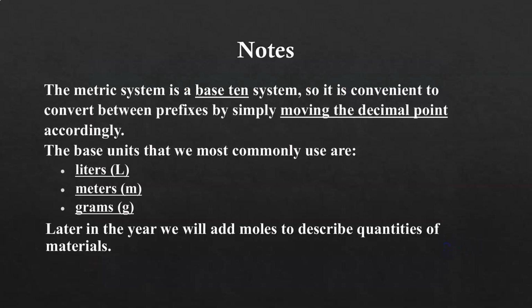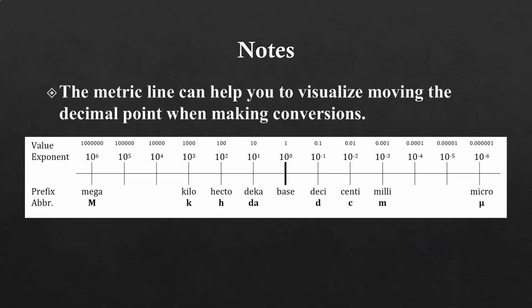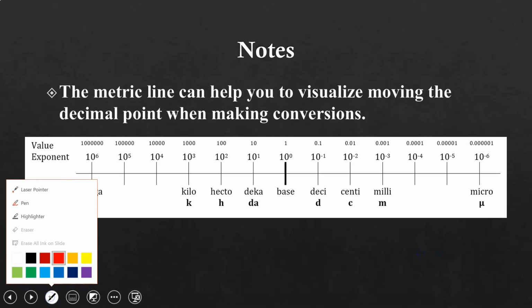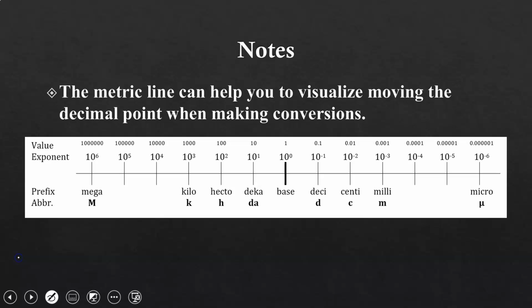The metric system is a base 10 system, so it's convenient to convert between prefixes by simply moving the decimal point accordingly. I won't be showing you that except briefly because I want you to practice doing dimensional analysis. The base units that we most commonly use are liters, meters, and grams. Later in the year we will add moles to describe quantities of materials. Here we have a number line to help you visualize the decimal point moving, or to make relationships between the different systems.